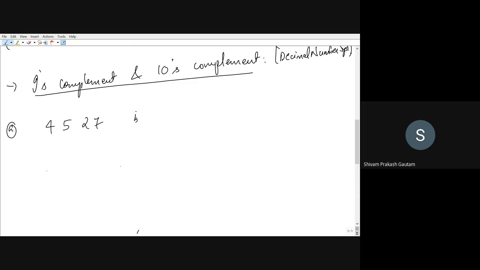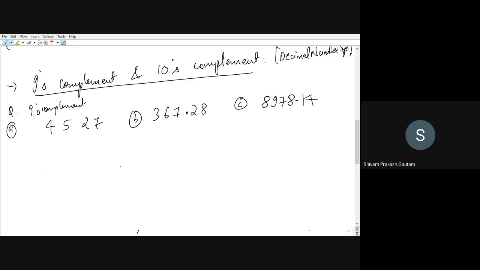This is the first number. Second number, let it be 36. This is again just a random number I have taken. This is a decimal point. Third number. So we are having these three different decimal numbers. We want to obtain the nines complement of these three decimal numbers.